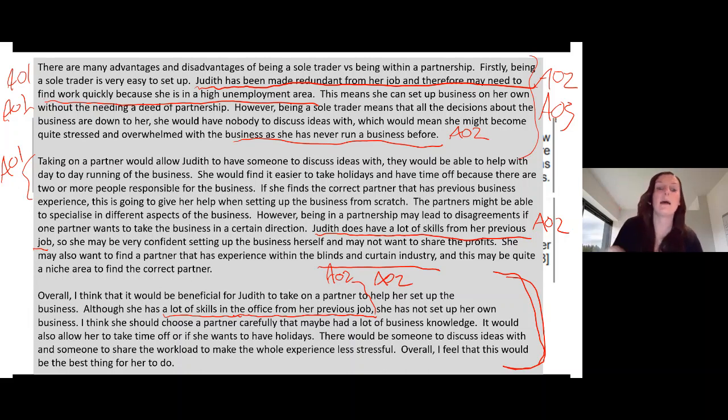Okay, so that final paragraph is saying, what do I think they should do and why? Why do I think they should do it? It doesn't matter. I could have said overall, I think she shouldn't have taken on a partner, and expressed the reasons why I don't think she should take on a partner. There is no right or wrong answer there. It's completely down to you what you are advising her to do. So it doesn't matter what your overall opinion is. You just need to make sure that you are, in your last paragraph, saying what it is.